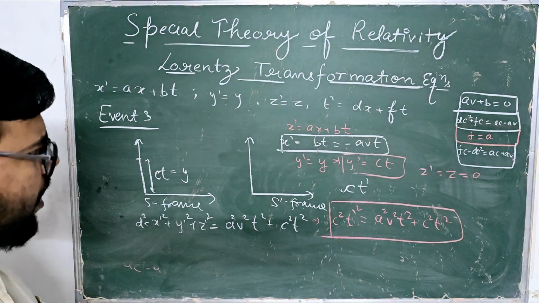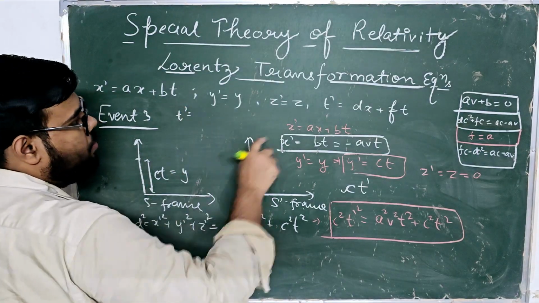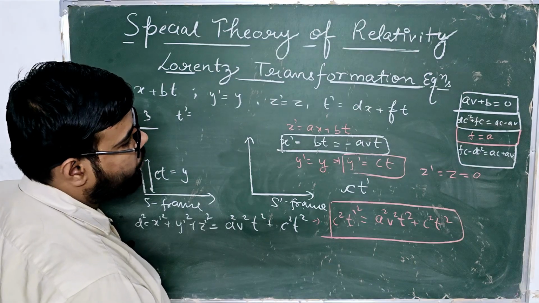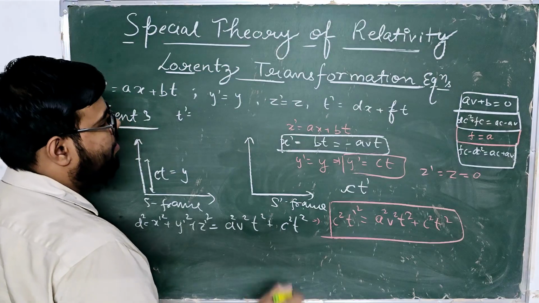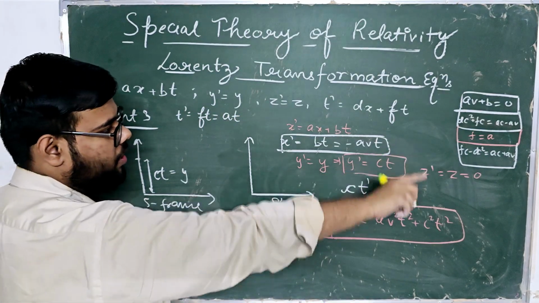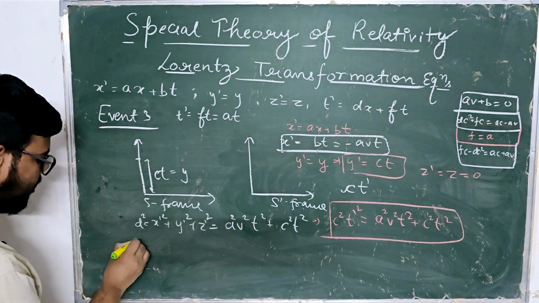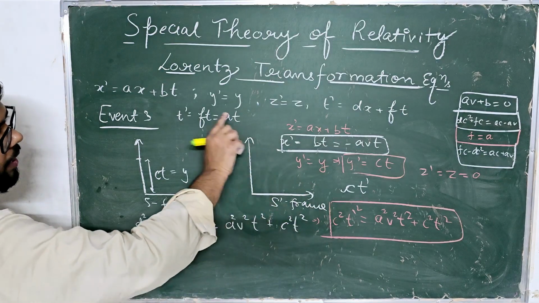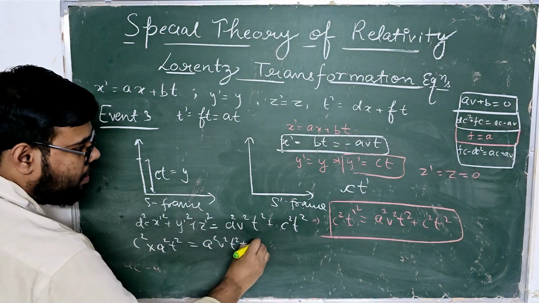right? And what is t prime? T prime is equal to dx. Now what's d? We don't know the value of d, but we know the value of x. X is simply 0 over here, right? So we have ft, which is equal to at. A is the constant. We have proved f is equal to a, right? So from here we can clearly say it is c square times a square times t square, because t prime is equal to at. And this is equal to a square v square t square plus c square t square.